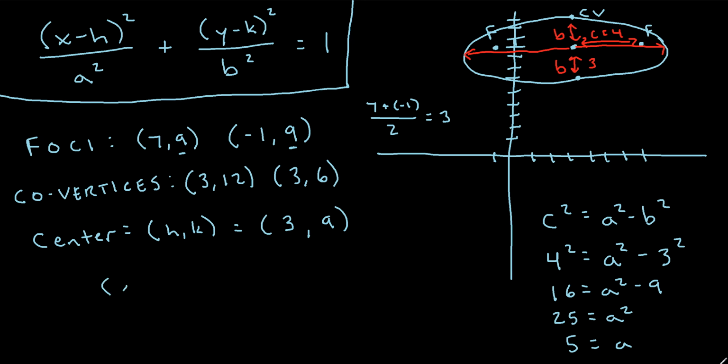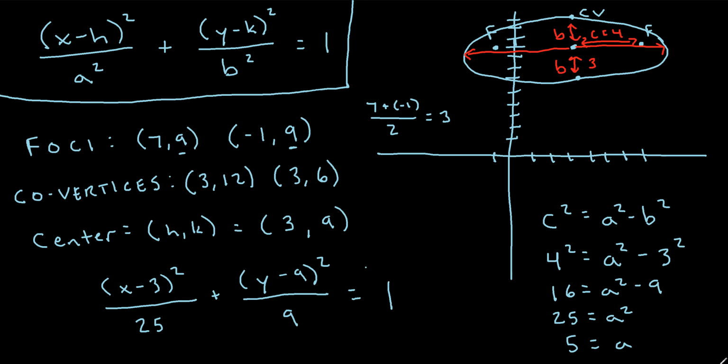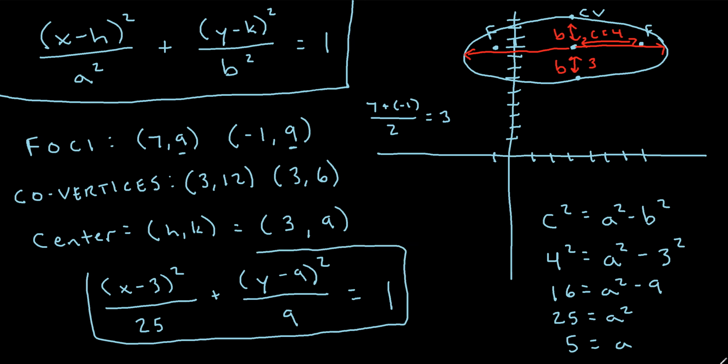So we get (x minus h) squared. h, we said, is 3, over a squared, so a is 5, so a squared is 25, plus (y minus k) squared, so k is 9, so (y minus 9) squared over b squared. We said b is equal to 3, so 3 squared is 9. And we have all of that equal to 1. So that is our final answer. That is the equation of this ellipse.